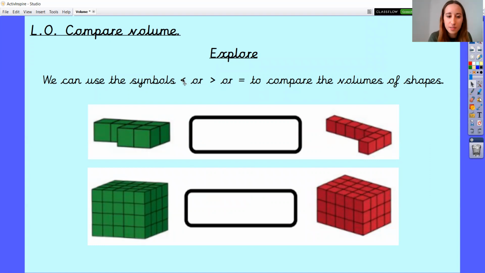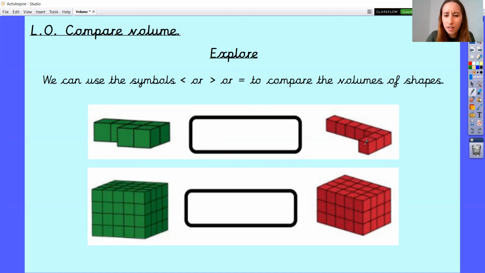Okay, so I've got some shapes here that are quite straightforward to find their volumes. I can see exactly how many cubes there are. There aren't any hidden cubes behind anything. So this one here, I've got 1, 2, 3, 4, 5, 6 cubes. And here I've got 1, 2, 3, 4, 5, 6, 7, 8 cubes.